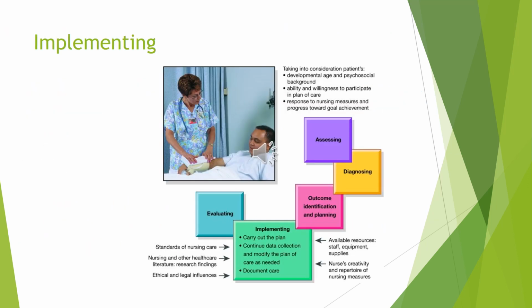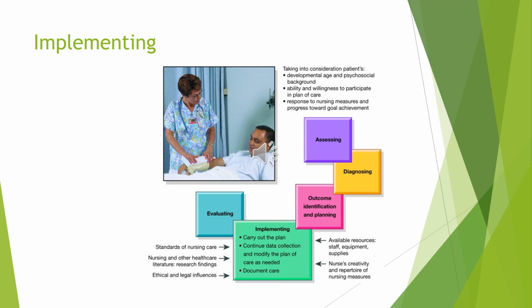Okay, so this picture is found on page 478, and it explains implementing, which is carrying out the plan, continuing data collection, modifying the plan of care as needed, and documenting the care. These are all key factors in implementing the plan of care, or implementing the interventions or nursing actions. And then these arrows are showing nursing variables that influence or impact the nursing implementation of care.